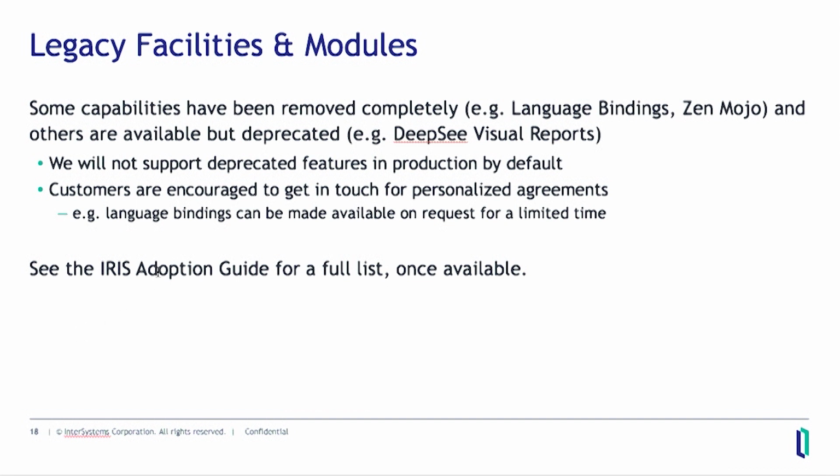So talking about things that are not going to go forward anymore or are deprecated. We already removed some of the language capabilities, like language binding and Zen Mojo. They're no longer available. Going forward, we have a dual strategy for removing things. One is we remove the feature from the product, like Zen Mojo, so it's completely gone. Sometimes we removed documentation but left the feature around.